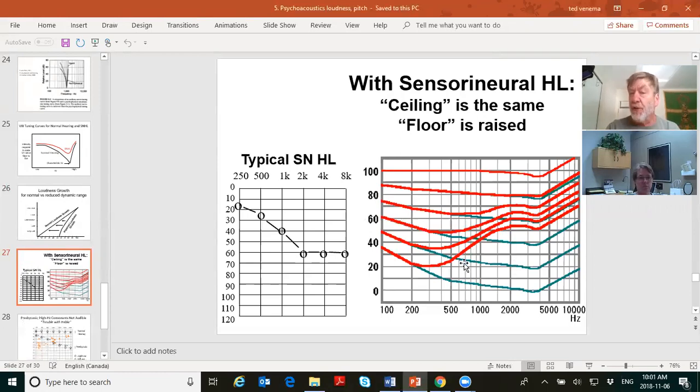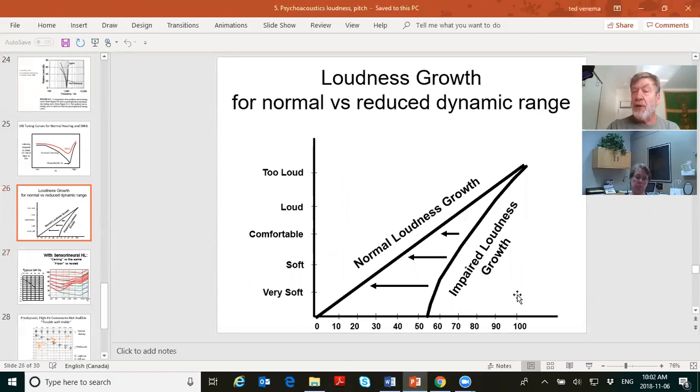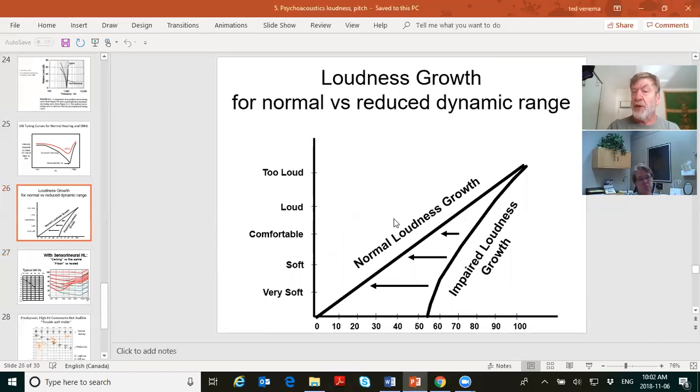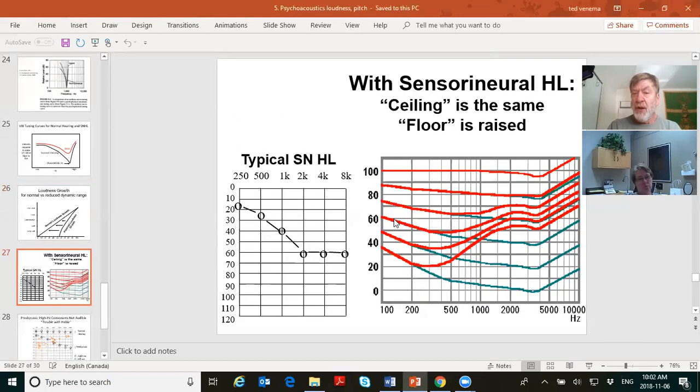And notice how his floor has gone up in the high frequencies and his ceiling has remained unchanged. So this guy's dynamic range is only about 50, whereas the normal dynamic range is around 100. So this picture is showing you the same thing as this picture. The only difference is that this picture is showing you frequency, whereas this picture is not including frequency. Okay, so this one's just a further extension, but it's showing you again narrower dynamic range compression.